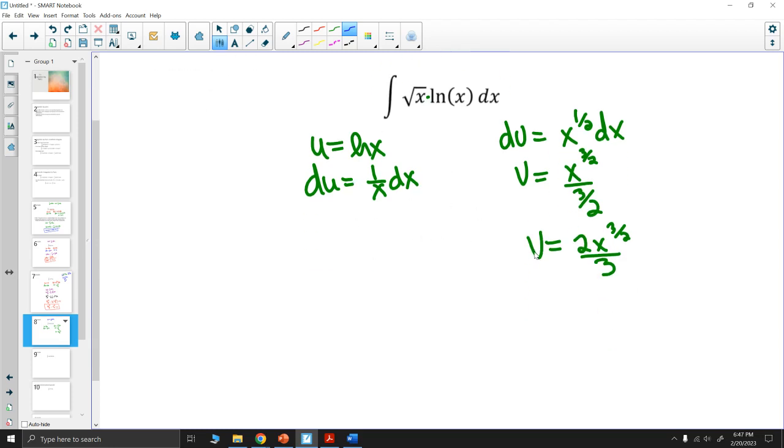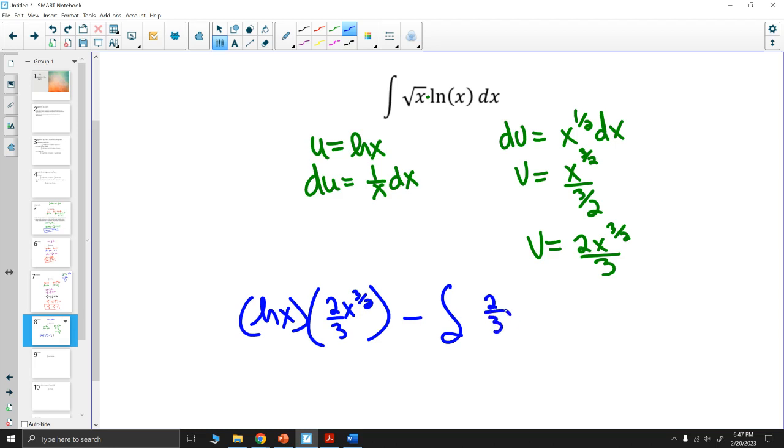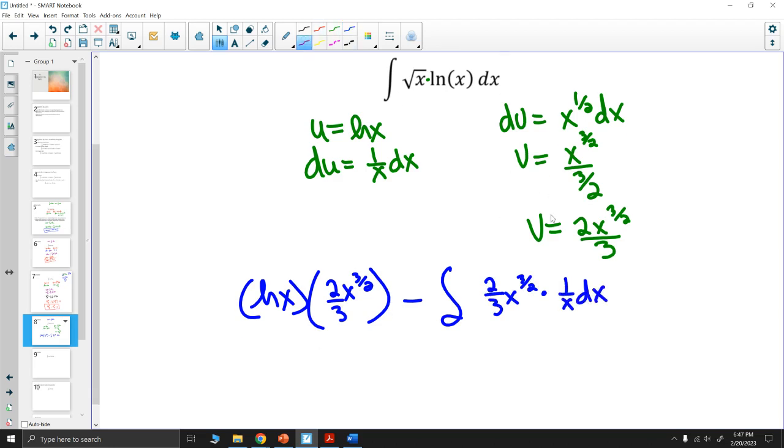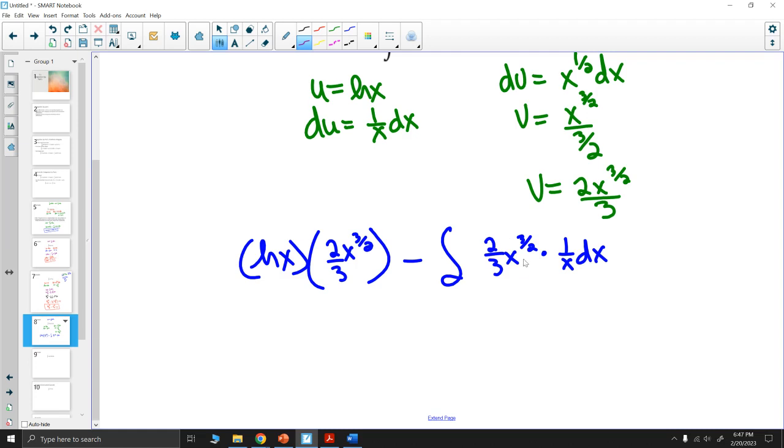All right, uv, so that is ln x times 2/3 x to the 3/2 minus the integral of v, which is 2/3 x to the 3/2, times du, which is 1 over x dx. Okay, so now we're going to simplify this a little bit.